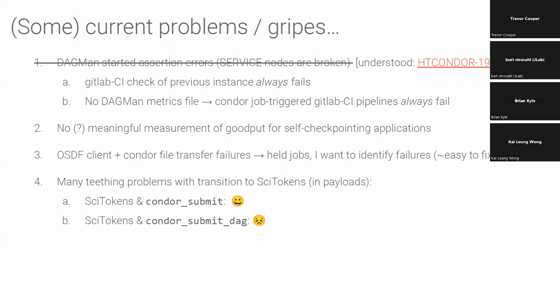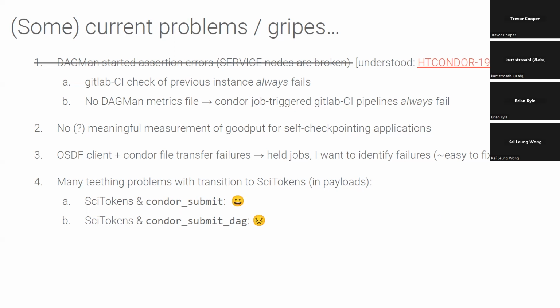I think it was discussed a little bit yesterday. One of my tests recently has been to look at how well the OSDF client and Stash perform relative to CVMFS. But of course, when those jobs fail, they actually just get placed on hold, so I actually want to see failures. That's, I think, pretty easy to fix in my tests. I think it's possibly an open question as to whether that's desirable behavior.